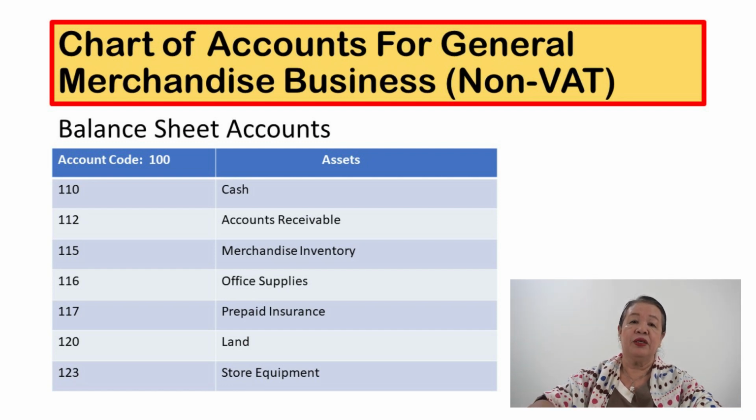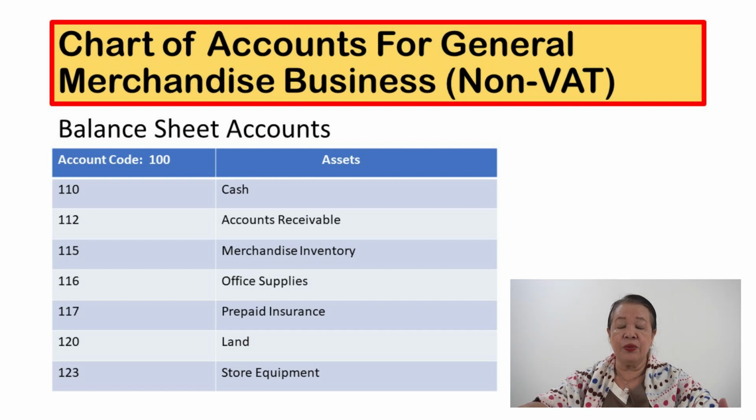We start with recording. First, we assign the chart of accounts. These are the account titles we will use when we post in our books. We have our balance sheet accounts, and for the balance sheet accounts, we assign a code to each title. We start with the assets, and for our asset accounts, we start with account code 100.